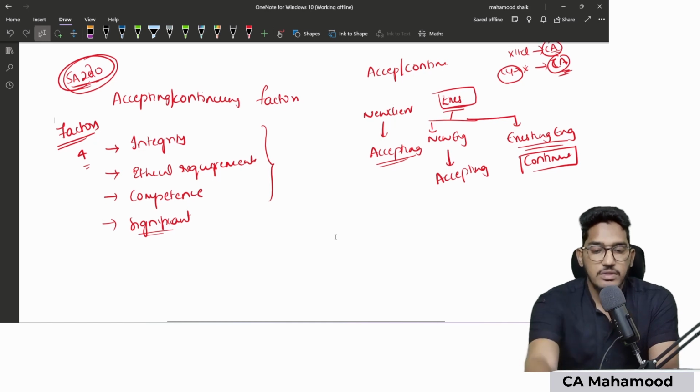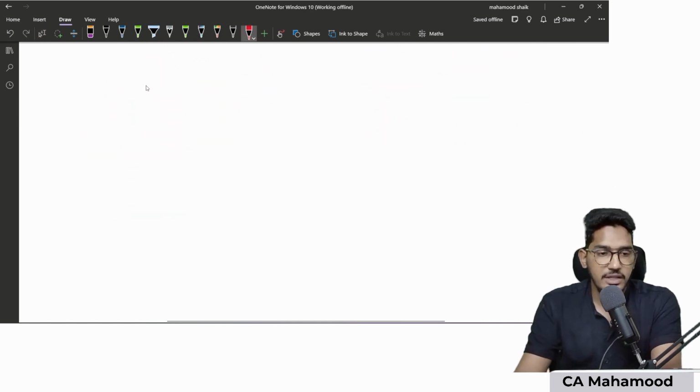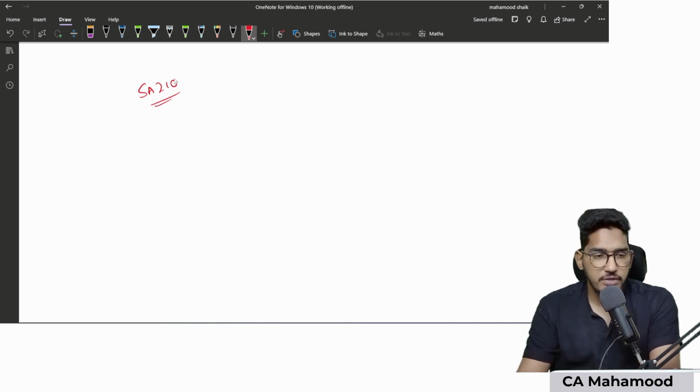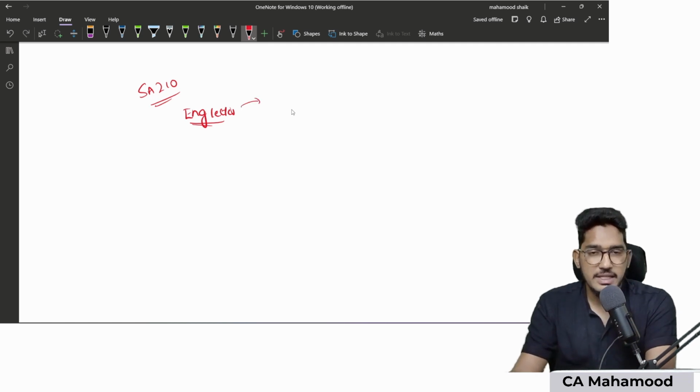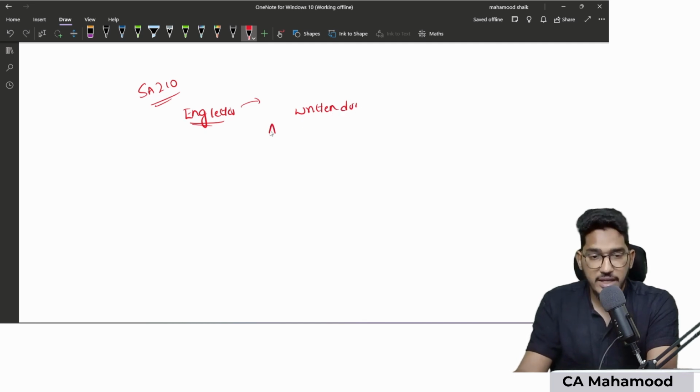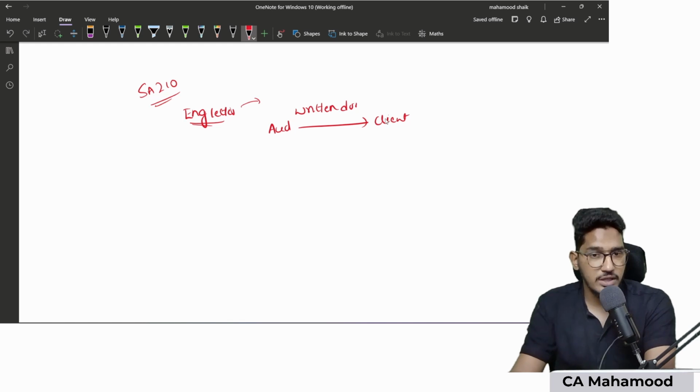Clear? So now we will try to understand SA 210, agreeing to the terms of audit engagement. One important topic from this SA 210 is engagement letter or letter of engagement. So now what is this engagement letter or letter of engagement? Engagement letter or letter of engagement is nothing but a written document which is given by the auditor to the client. Which is given by whom? Auditor to the client. And what will be there in this written document, sir?